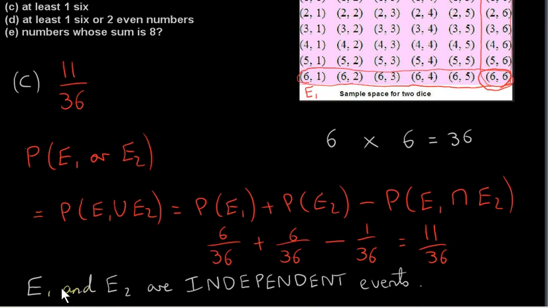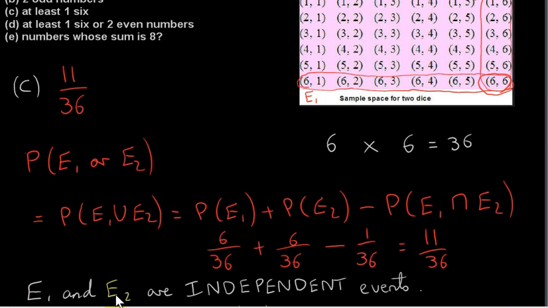An important point here is that E1 and E2 are independent events. So that means that the probability of getting event E2, that is a 6 on the second die, does not depend on the probability of getting a 6 on the first die. If event E2 has occurred, it means that one of these outcomes has occurred, and the occurrence of E2 does not depend on E1 having occurred. So the probability of E2 occurring doesn't depend on E1 having occurred.